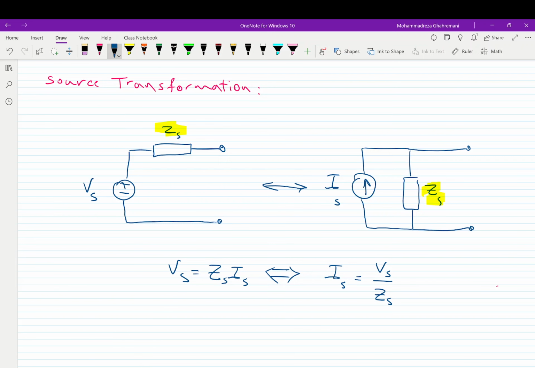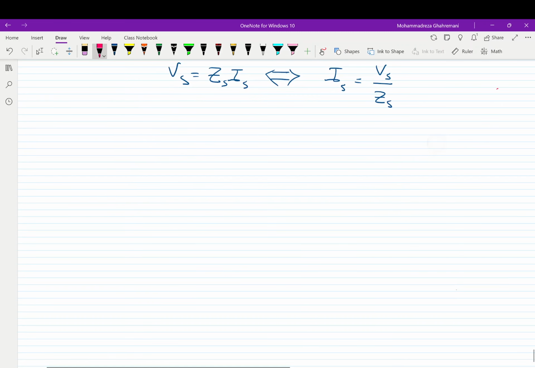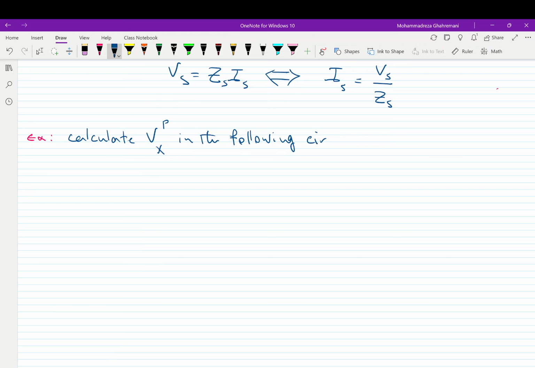Let's see one example. Let's say we want to calculate Vx, which is phasor, in the following circuit using source transformation.